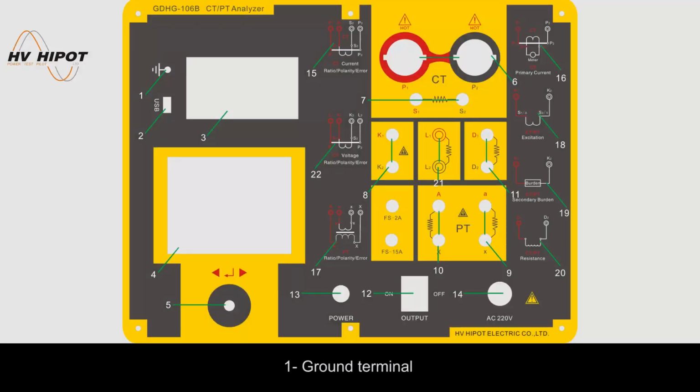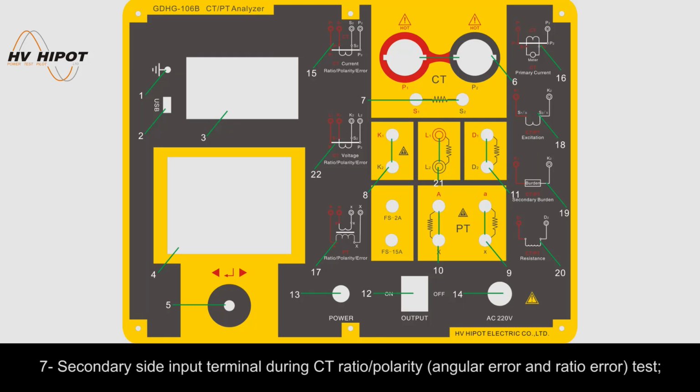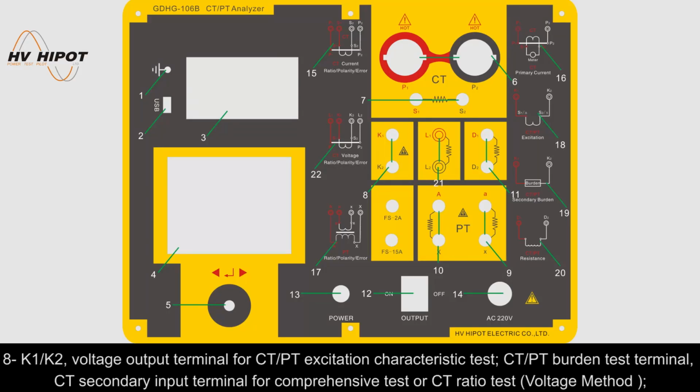1 ground terminal, 2 USB, 3 printer, 4 LCD screen, 5 controller, 6 current output terminal during CT ratio polarity test, 7 secondary side input terminal during CT ratio polarity angular error and ratio error test, 8 K1, K2 voltage output terminal for CT PT excitation characteristic test, CT PT burden test terminal, CT secondary input terminal for comprehensive test or CT ratio test voltage method.